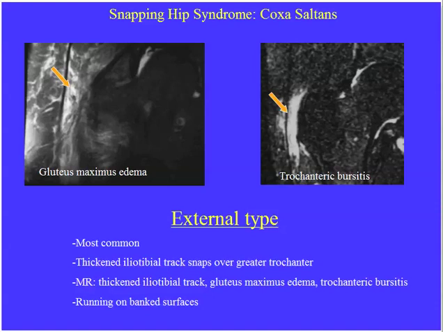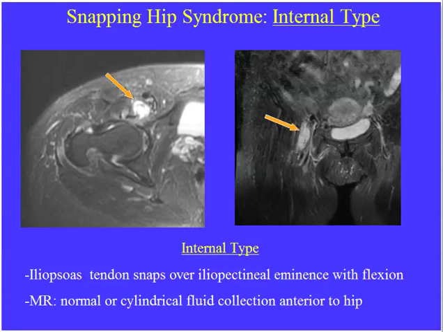The external type is actually a process where the thickened iliotibial tract snaps over the greater trochanter. And on MR imaging, we're going to see edema deep to the iliotibial tract. We may see trochanteric bursitis, and we may see thickening of the iliotibial tract. And as that snaps back and forth across the greater trochanter, we can get an audible clicking or snapping and pain.